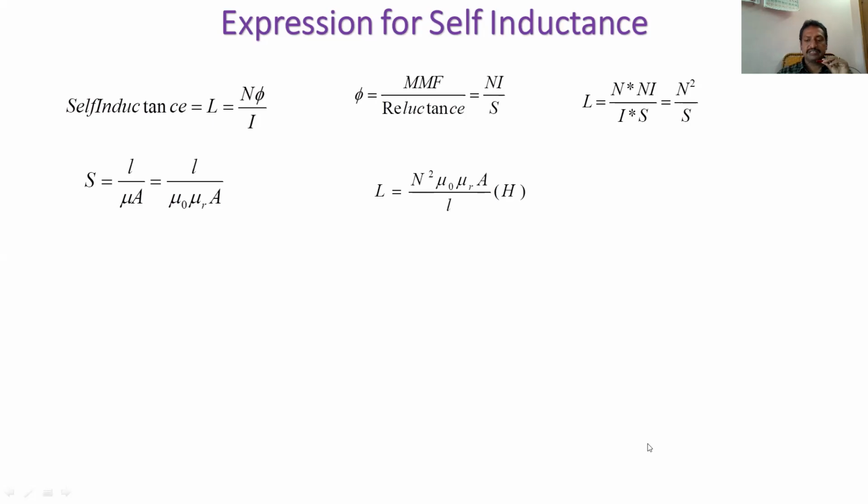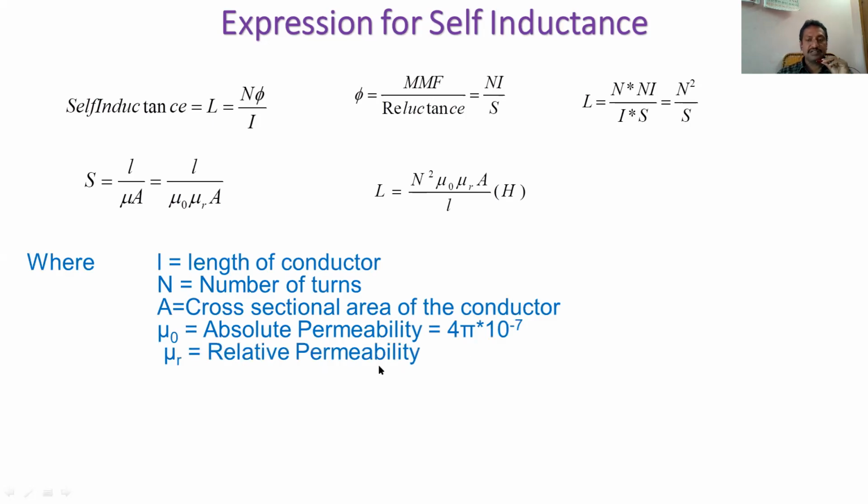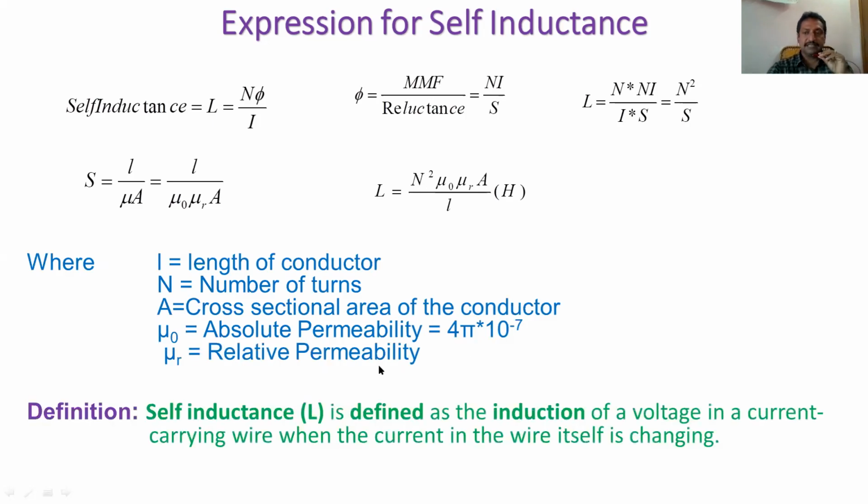Next, L is equal to, substituting the reluctance, N squared μ naught μR A by l. So this is the self-inductance, where l is the length of the conductor in meters, N is the number of turns of the coil wound, A is the cross-section area of the conductor, μ naught is absolute permeability, 4π into 10 power minus 7 henries per meter, and μR is relative permeability.